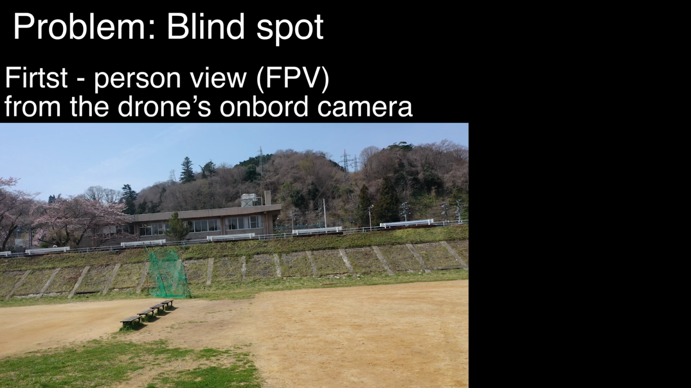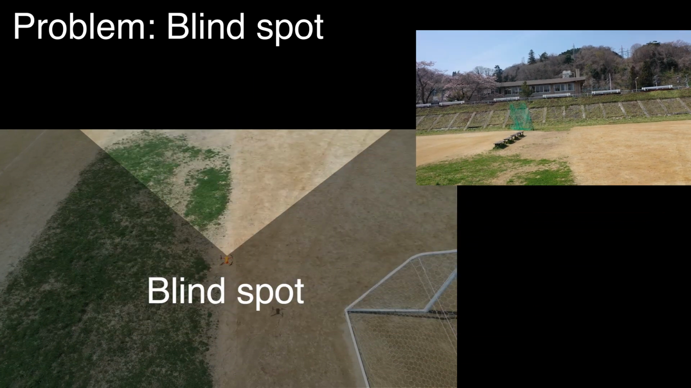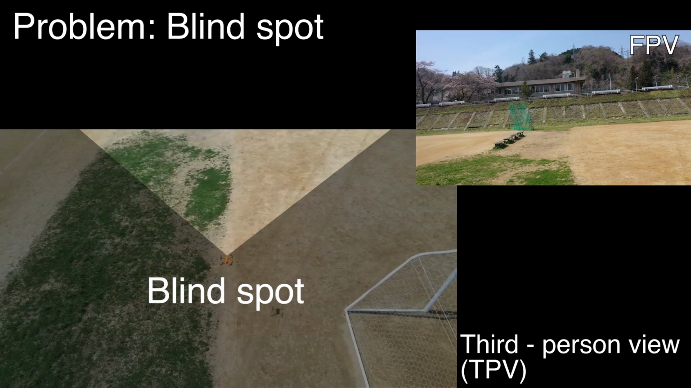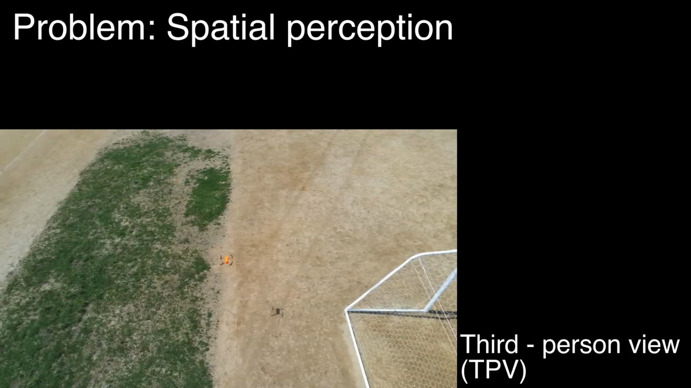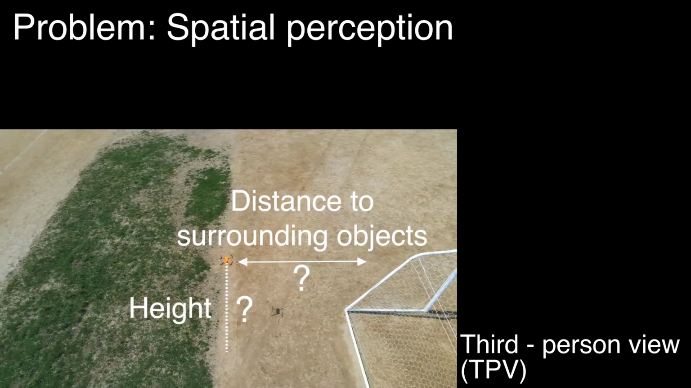In remote drone piloting, pilots can only see this kind of FPV from the drone's onboard camera. But, as shown in this third-person view, the pilots suffer from a range of blind spots because the FPV captures only the limited frontal area. Even if such TPVs are available in remote piloting, pilots cannot exactly understand the main drone's spatial status such as height and distance to the object because the depth cues are limited.